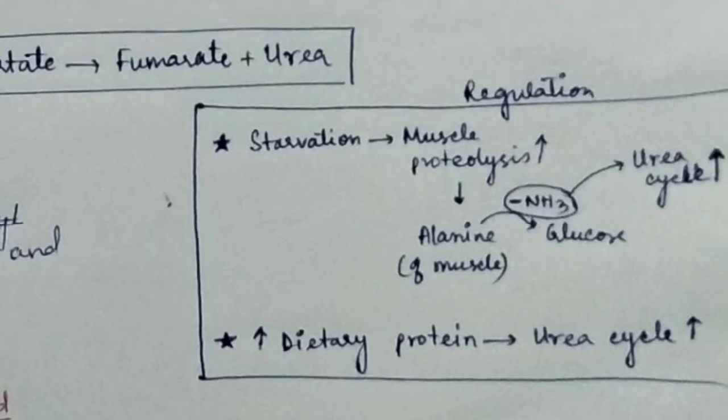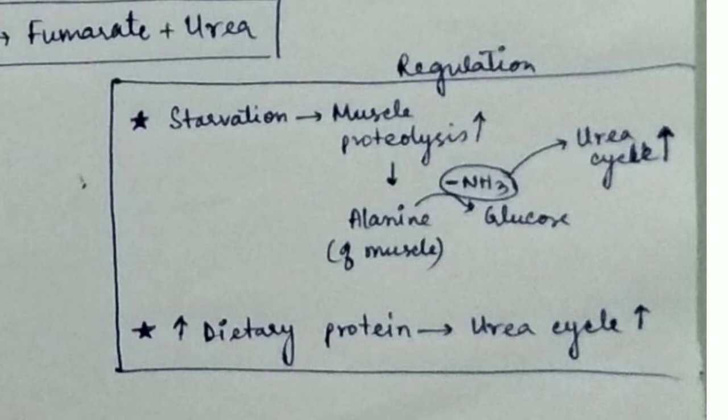Now coming to the regulation of the urea cycle. When there is prolonged fasting or prolonged starvation, our muscle protein starts breaking down, that is, muscle proteolysis happens. When there is muscle proteolysis, the alanine of the muscle is converted into glucose with the liberation of ammonia. And I have told you that free ammonia is very dangerous and toxic for the body. So this ammonia enters the urea cycle. Urea is much more harmless than ammonia. Then it enters the urea cycle and the rate of the urea cycle increases.